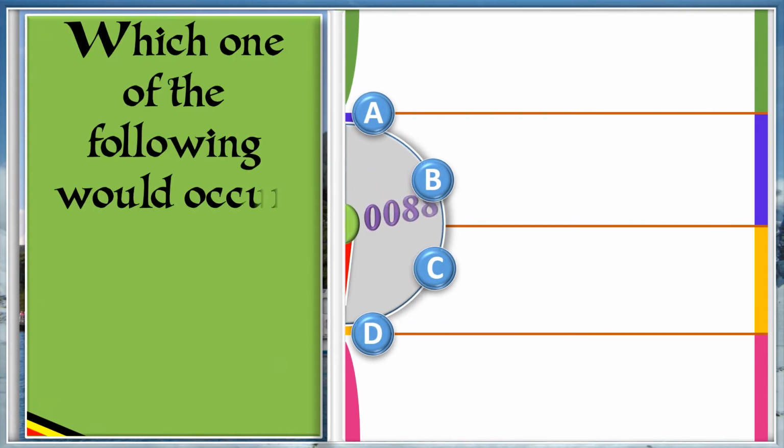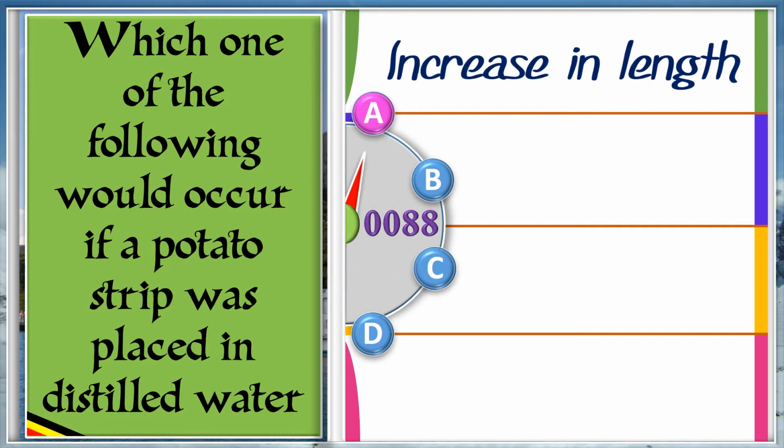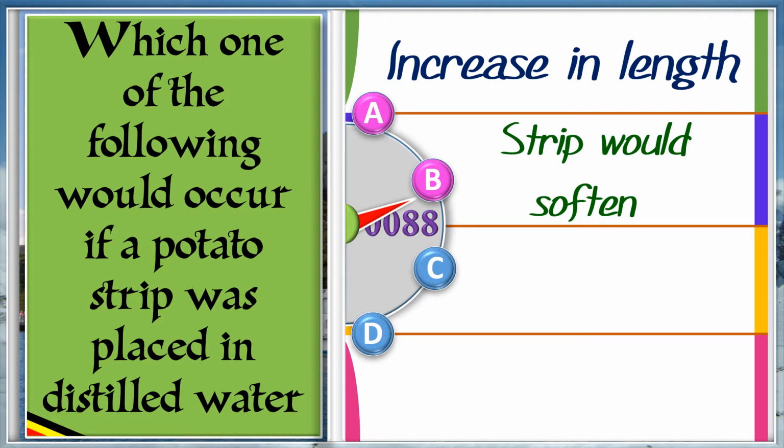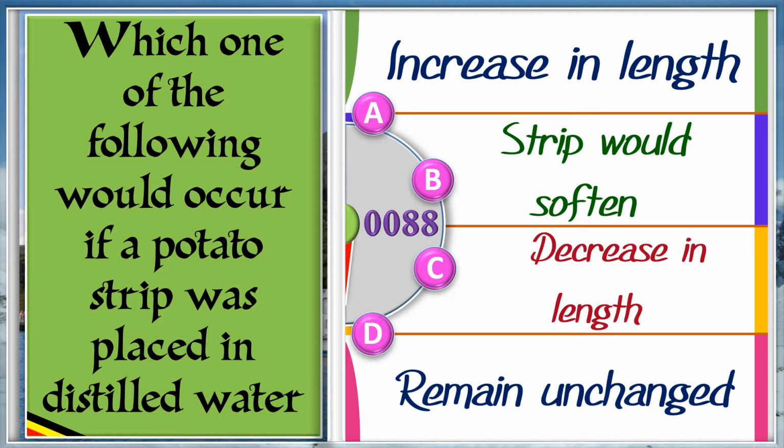Which one of the following would occur if a potato strip was placed in distilled water? A. Increase in length. B. Strip would soften. C. Decrease in length. D. Remain unchanged. And the answer is A. Increase in length.